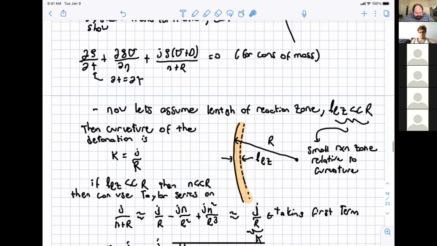So this theory is valid if the length of this reaction zone is much, much smaller than the radius of curvature. So we're going to start making those assumptions. And just note, I'm not going to prove it, but the curvature of the shock front is just given by J over capital R. If you recall, for a cylinder, the curvature is equal to 1 over R, and for a sphere, the curvature is given by 2 over R. So basically this formula works.